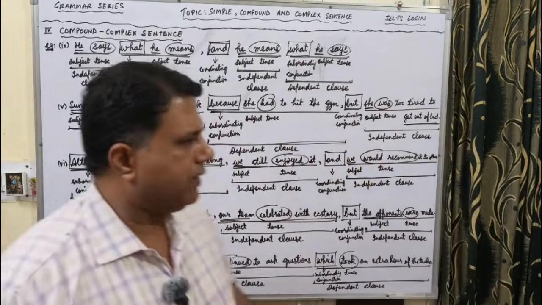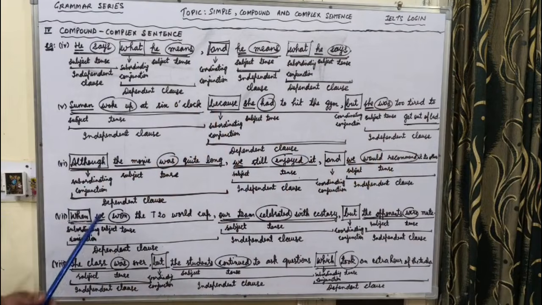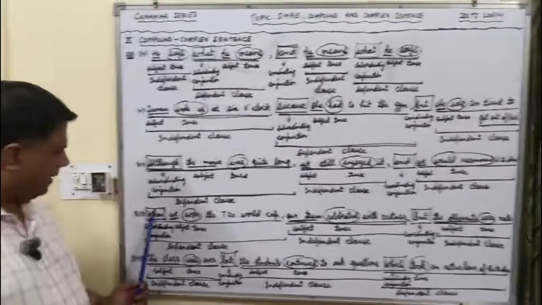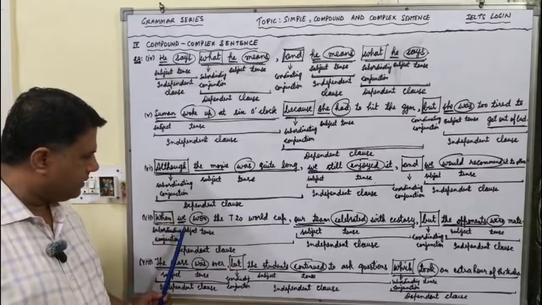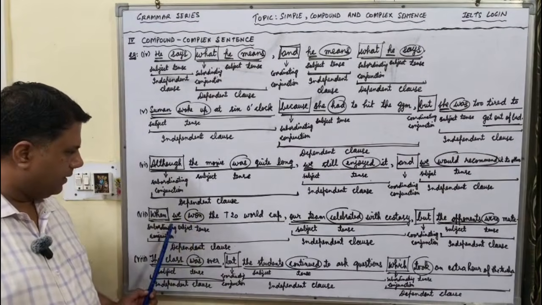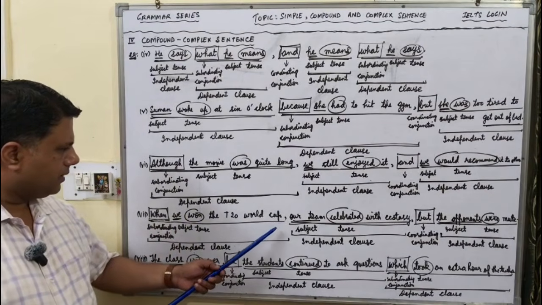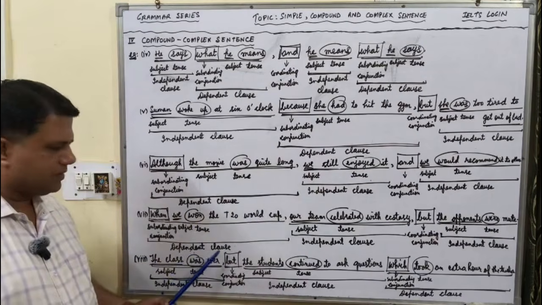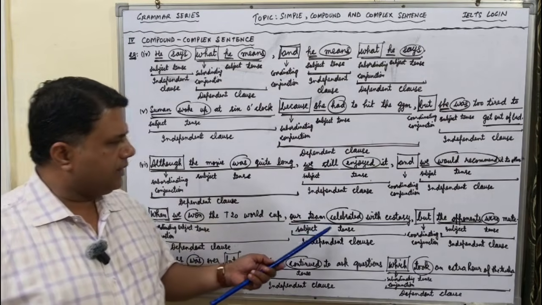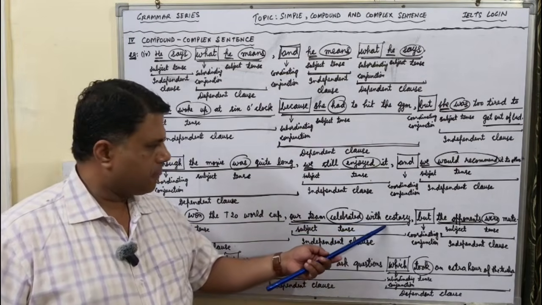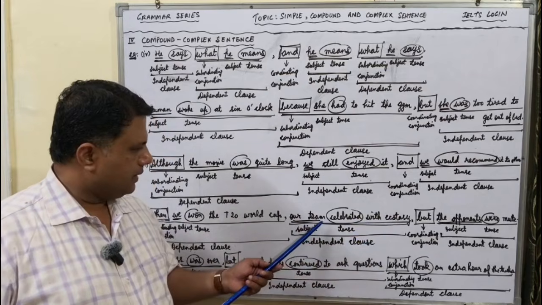When we won the T20 match, when we won the 2020 World Cup, when is a subordinating conjunction, we is the subject, won is the tense element. When we won the T20 World Cup, so this is a dependent clause. Our team celebrated with ecstasy. Ecstasy means happiness, extreme happiness.